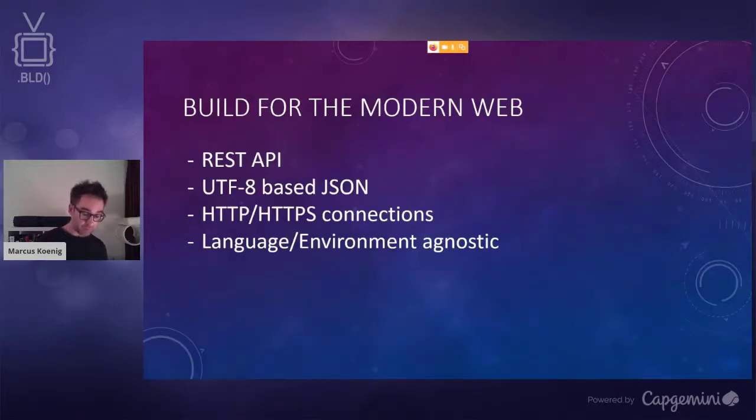It's built for the modern web. So it works with REST APIs, with UTF-8-based JSON, so you are able to easily connect to it via HTTP. And it is language and environment agnostic for the REST API, because as long as you can open a port in your language, you can talk to Elasticsearch. That's also why it is very easy to use it in Python, in C++, or whatever, because all these languages have basic network connectivity, and that is completely enough to talk to the system.